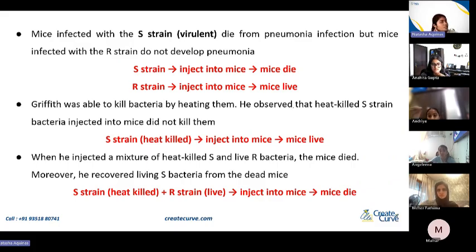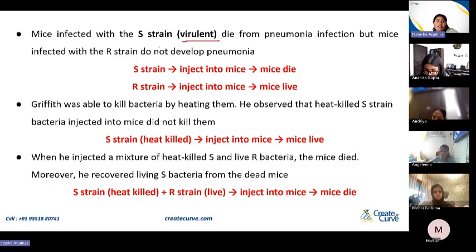He took some mice and he infected some of them with the S strain, and some of them with the R strain. He wanted to see what is happening. Now, please remember, S strain is the virulent strain. Virulent is the one that can cause infection. It mainly causes infection because of that polysaccharide coat around it, which is not there in the R strain. So therefore, S strain is virulent, R strain is not virulent.